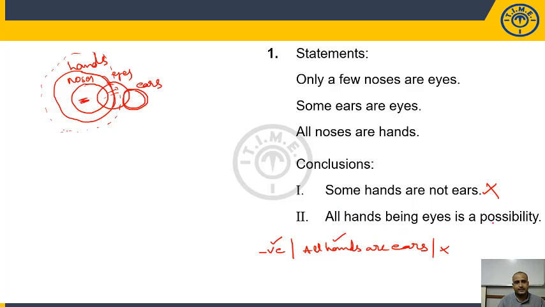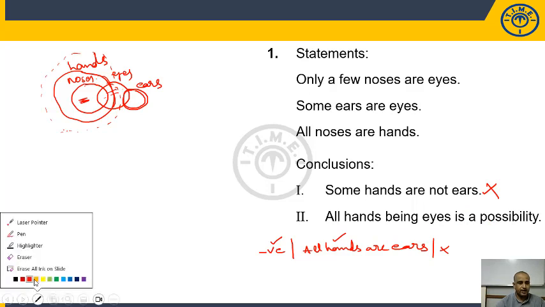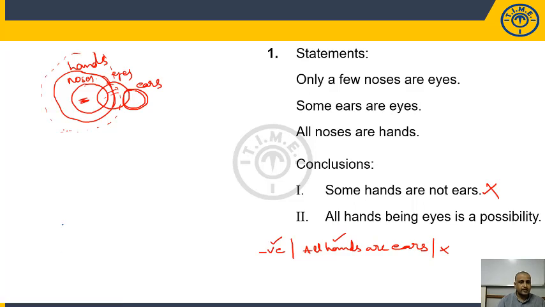Second conclusion: all hands being eyes is a possibility. Can you place all these hands within the eyes? That you have to cross check. If you try to place all the hands within the eyes, noses will also move within the eyes. But as per the statement, only a few noses are eyes, so some part of the noses should be outside the eyes. When you try to place hands within the eyes, noses will also move within the eyes, which is not possible. It violates statement number 1. So the first conclusion does not follow, the second conclusion does not follow. So neither 1 nor 2 follows, which is choice 4.